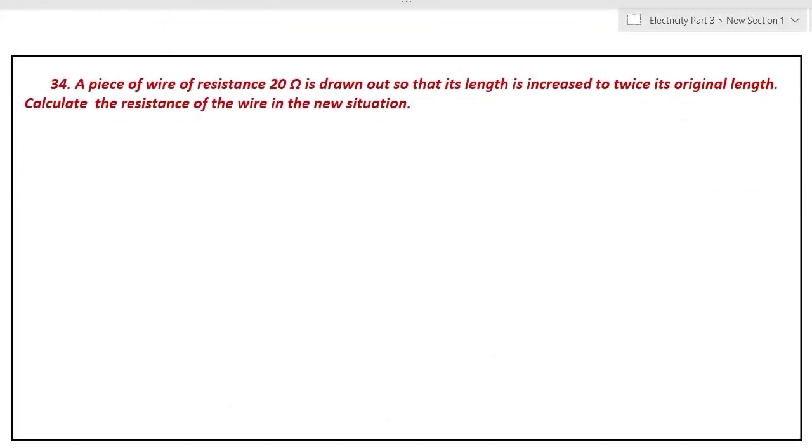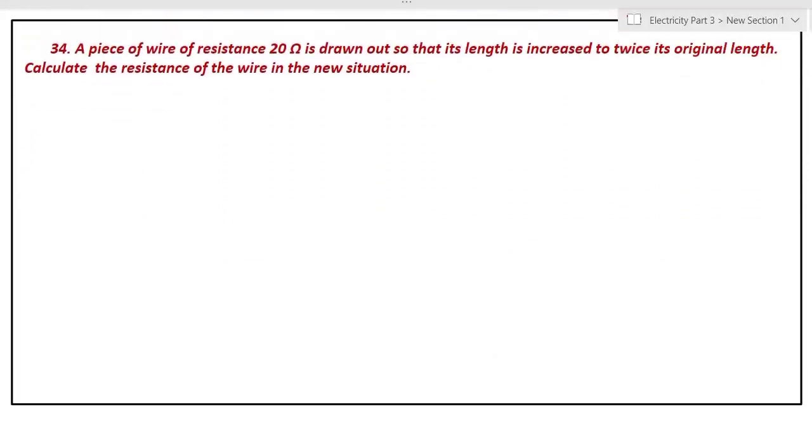A piece of wire of resistance 20 ohm, he had given 20 ohm, that is the resistance he had given, is drawn so that its length is increased 2 times its original length.